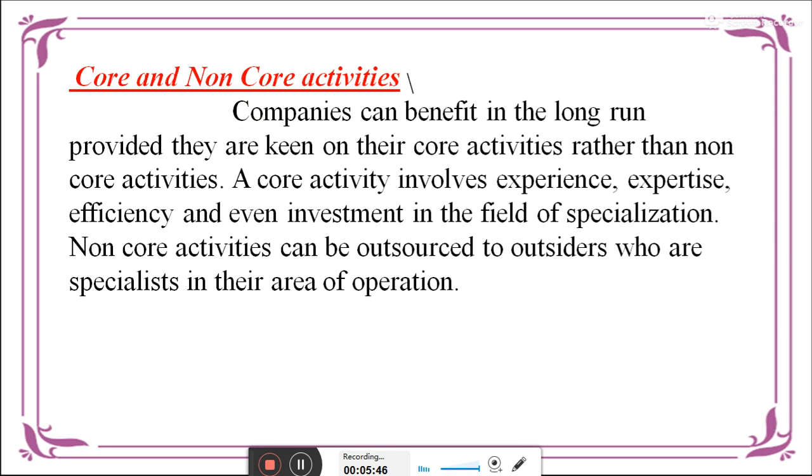Next, core and non-core activities. The company can be established in the long run by keeping the core activities rather than the non-core activities. And core activities involve the experience and expectation of efficiencies, even an investment in a field of specialization. Non-core activities can be outsourced outside, where they are specialized in the area of operations.